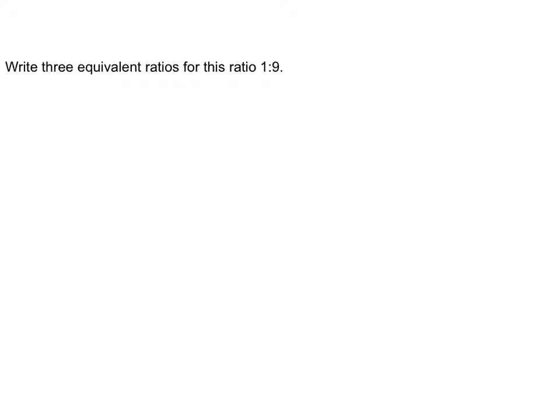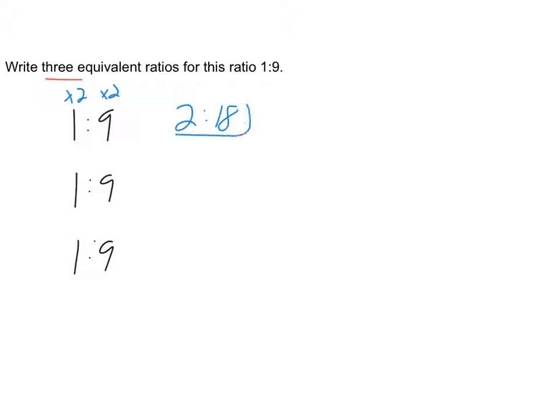Okay, so now they want us to find 3 equivalent ratios for 1 to 9. So what I need to do now is multiply 1 and 9 by the same number. It doesn't matter what number to get my equivalent ratio. So I can multiply it by 2. If I multiply both 1 and 9 by 2, I would get 2 to 18. That is an equivalent ratio.